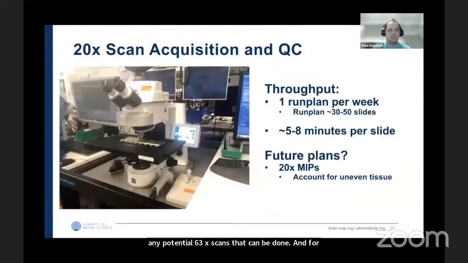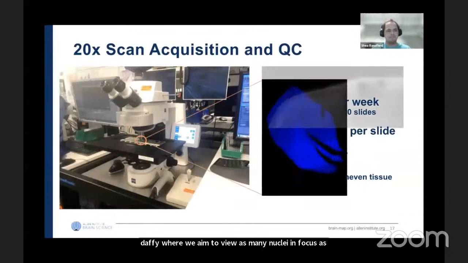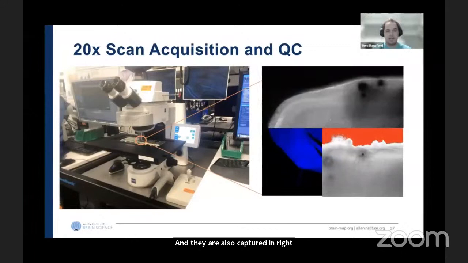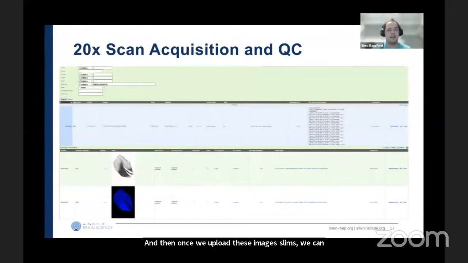Once checked in, we then acquire 20x single plane full tissue scans of every slide in the run plan. Scans are captured in DAPI, where we aim to view as many nuclei in focus as possible. And they are also captured in bright field, where we try and capture as many filled cells on the tissue as possible. The microscope software that we use allows for an offset between the two channels, so we can capture optimal focus planes in each. And then once we upload these images to LIMS, we can verify that both channels are present, and then that morphology can do their 63x go calls.